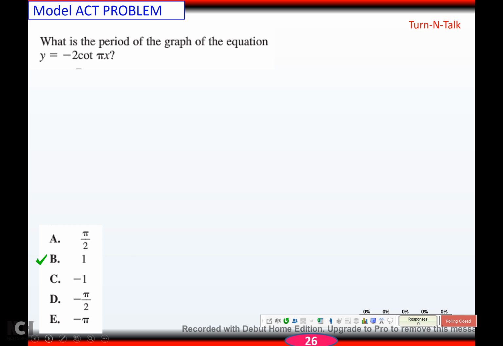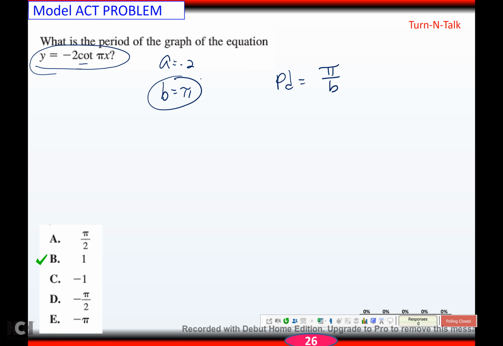And hopefully you got B. So it says, what is the period of the graph of the equation y equals -2 cotangent pi x? They're telling me that A is -2, even though we don't have an amplitude, and B is pi. Well, for cotangent, your period is pi over B. So if there's my B, and period for cotangent is pi over B, I put pi over pi, which gives me a period of 1.